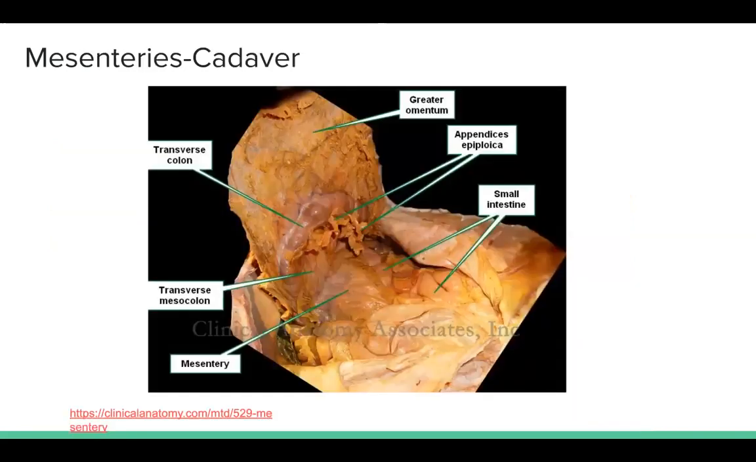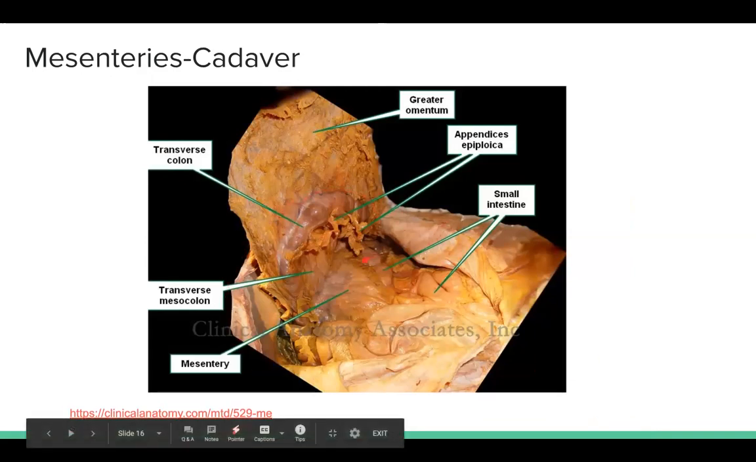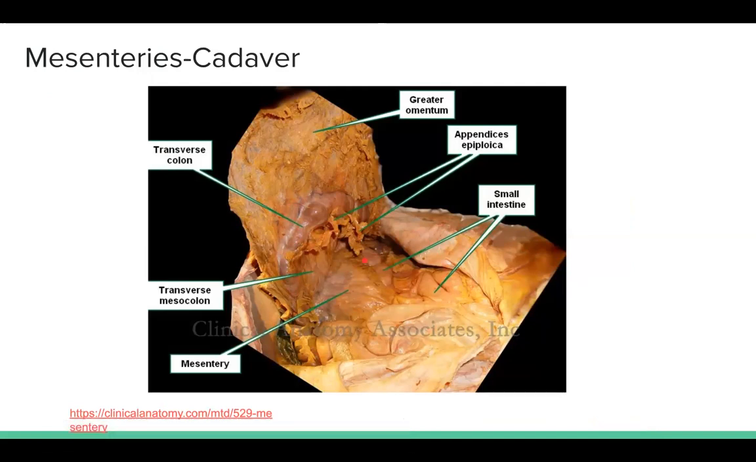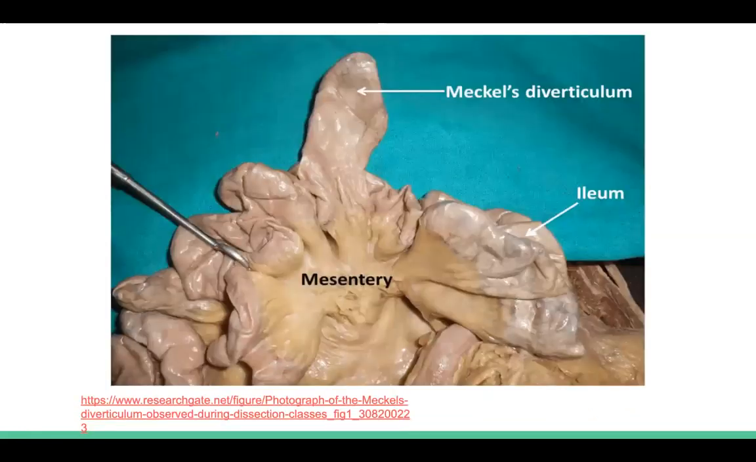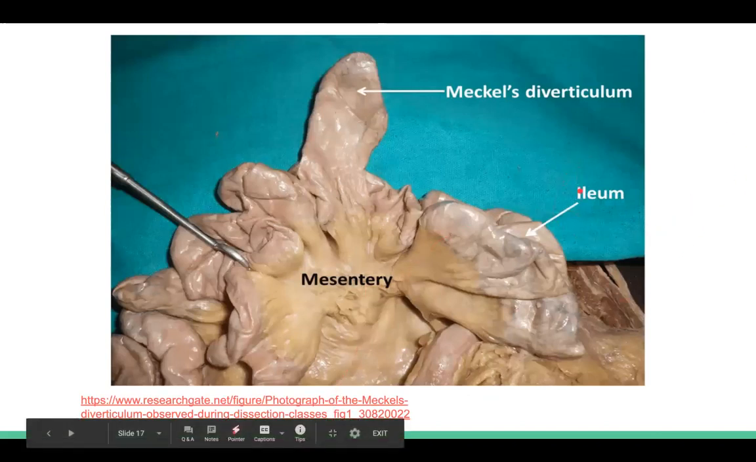So a better visualization of these mesenteries can be seen on this cadaver image. So you can see the tissue has a yellow color, and this is one that aligns with that of adipose tissue, which makes sense because one of the main functions of mesentery is fat storage. And then this image of the cadaver shows the mesentery connected to the ileum of the small intestine, which indicates that it's the mesentery proper.